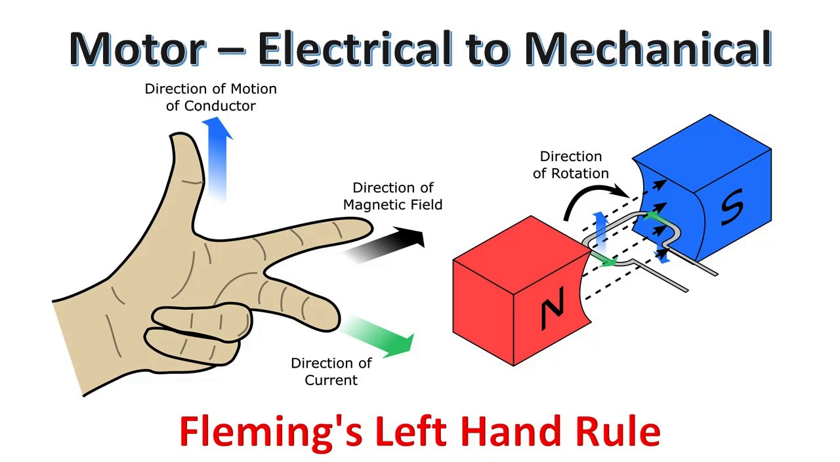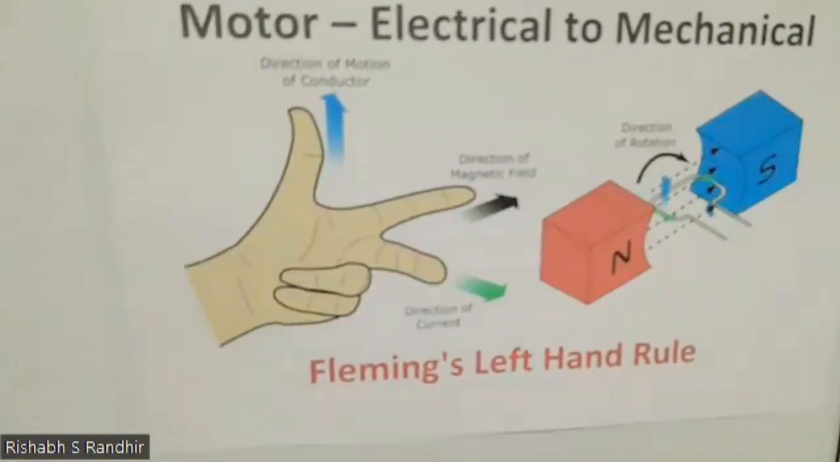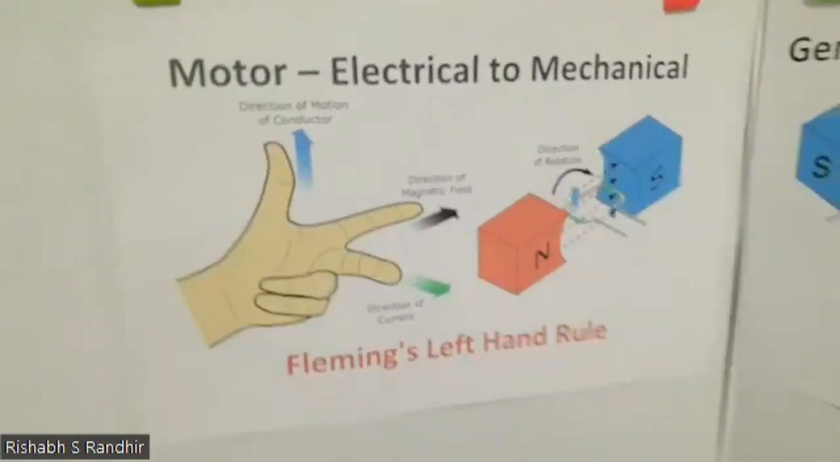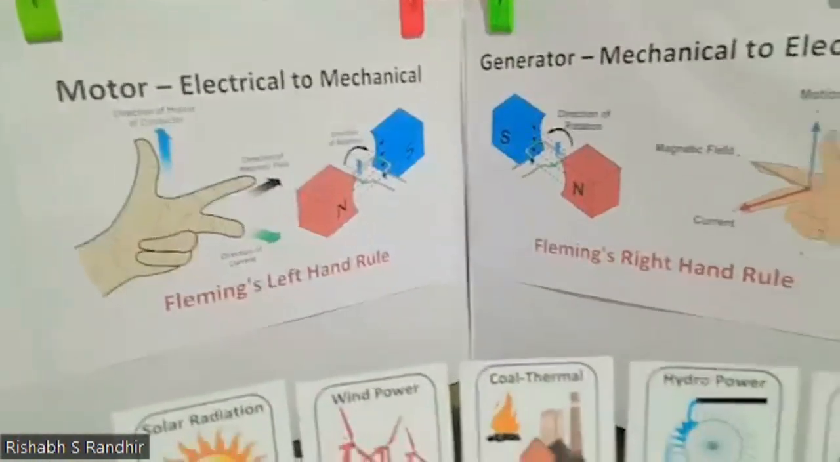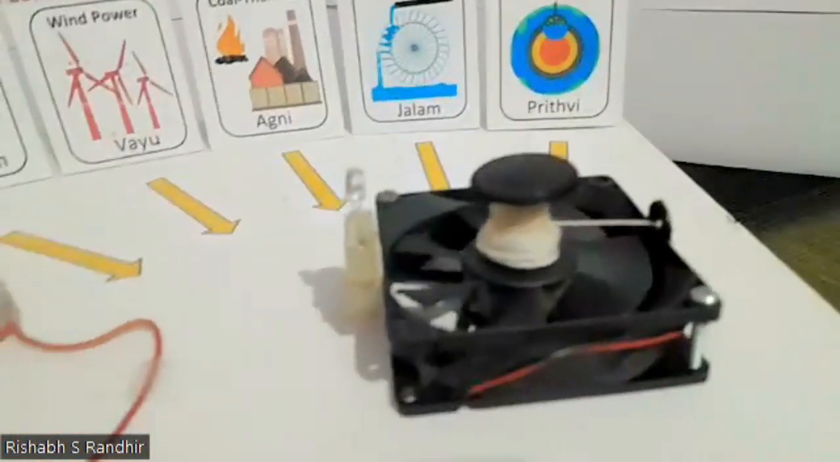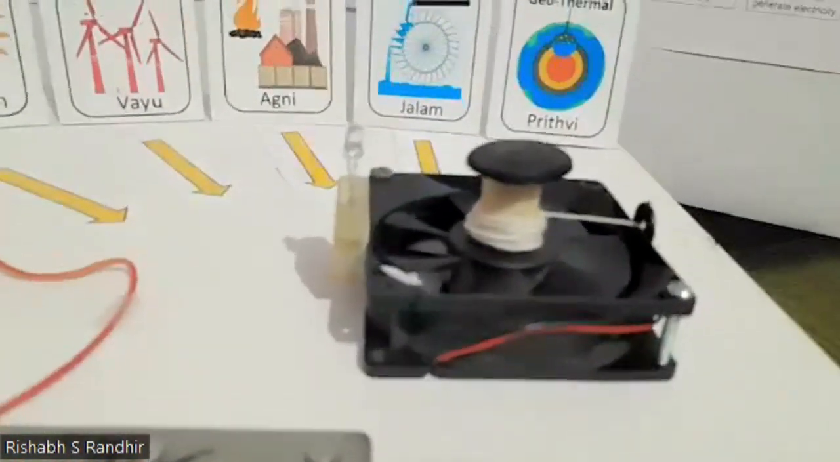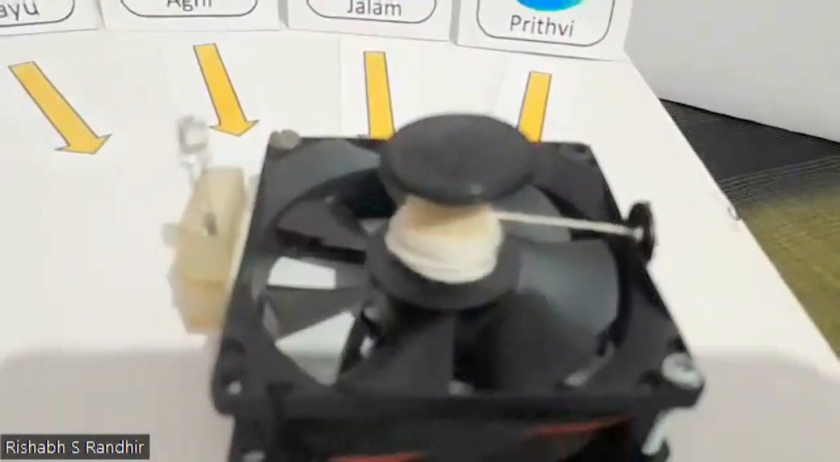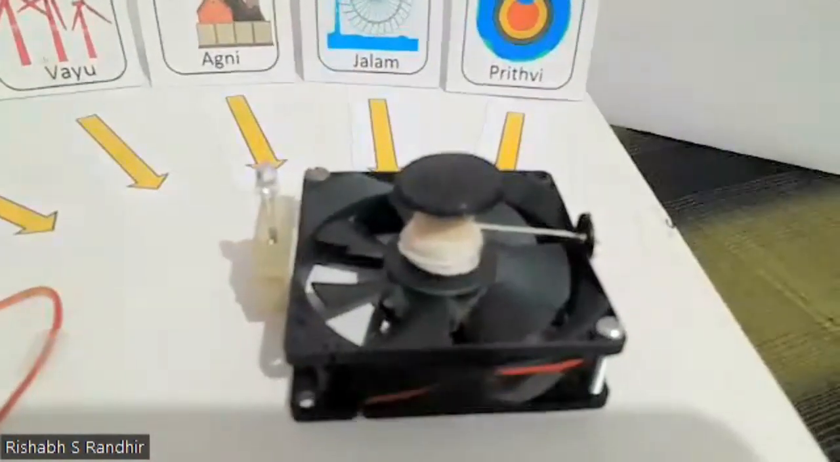Motors work on the principles of electromagnetic induction. Electromagnetic induction is the basis for all motors and generators. Now, speaking of generators, I also have a working model of a simple electric generator. Here, I've used an old computer fan as an example of a generator turbine. Let me show you how it works.